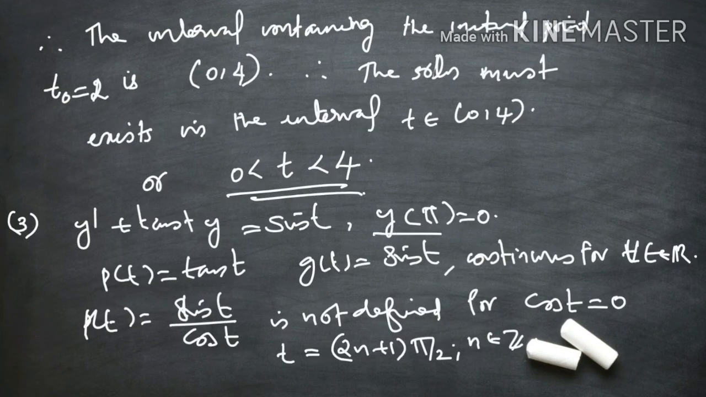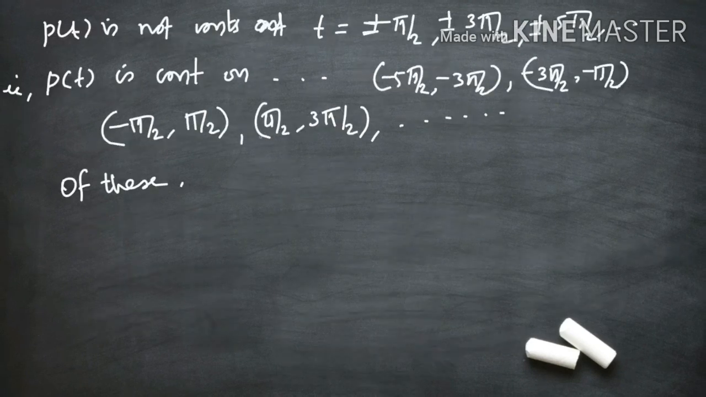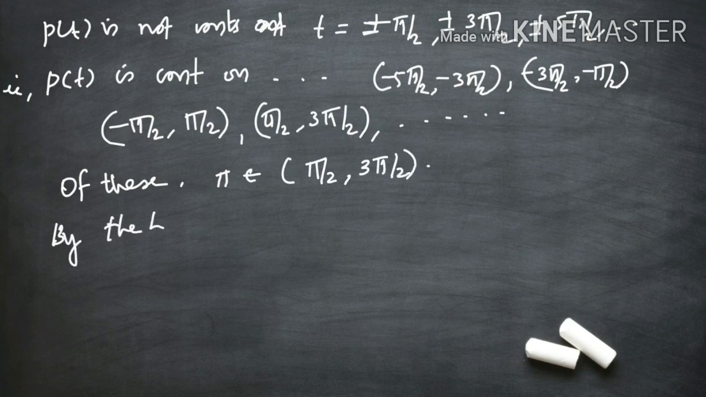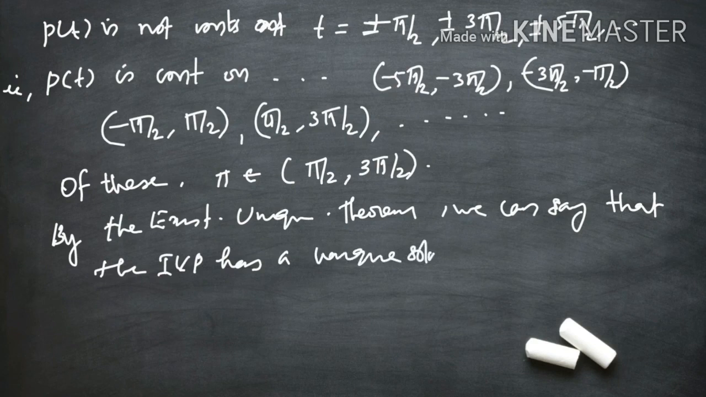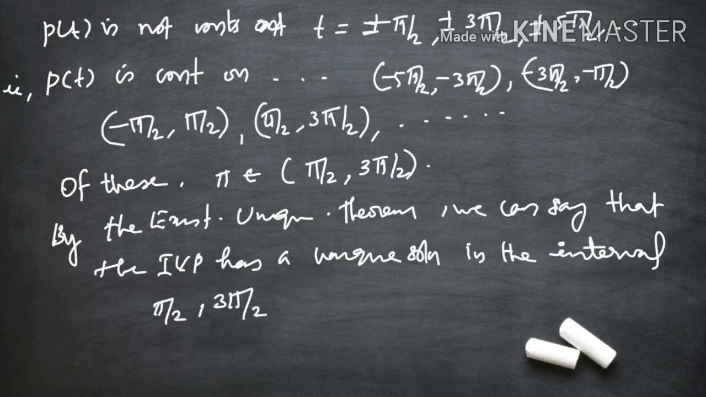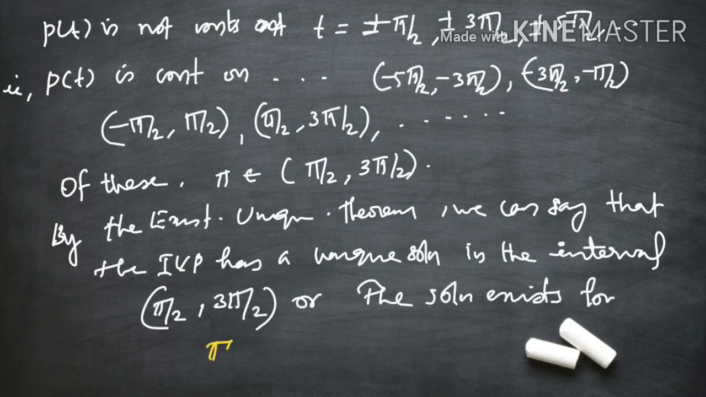What is our initial condition? y of pi equal to 0. So of these only the interval pi by 2 to 3 pi by 2, pi belongs to the interval pi by 2 to 3 pi by 2. So by the existence and uniqueness theorem, we can say that the IVP has a unique solution in the interval pi by 2 to 3 pi by 2, or pi by 2 less than t less than 3 pi by 2.